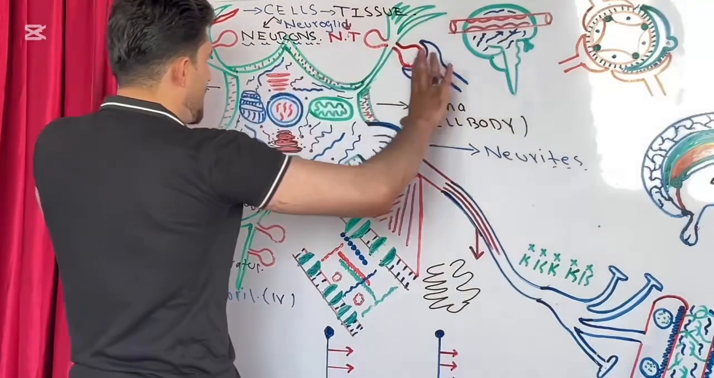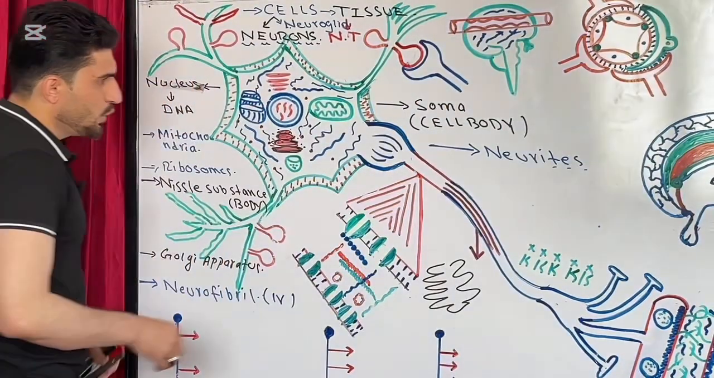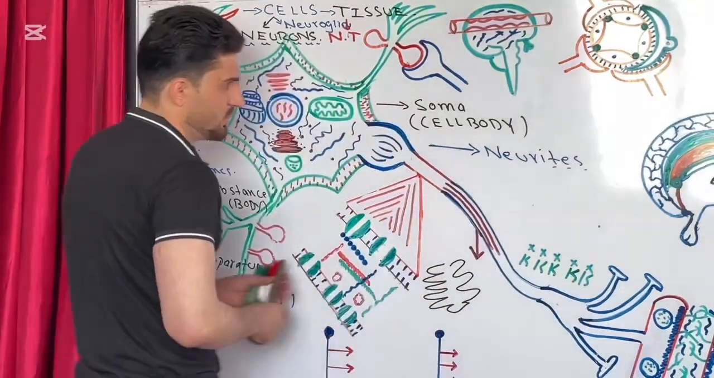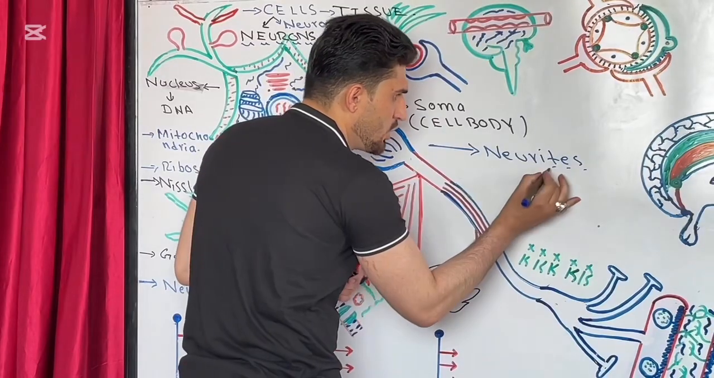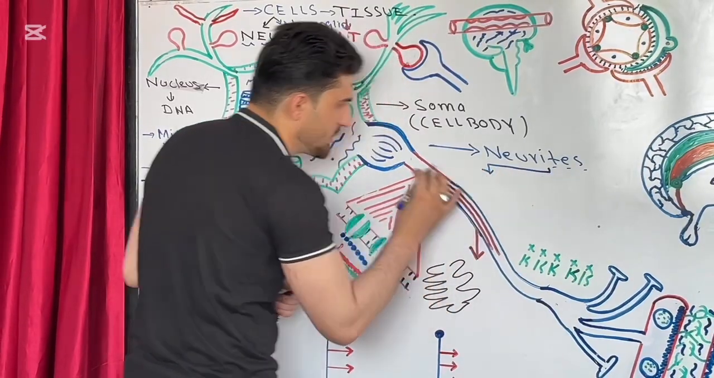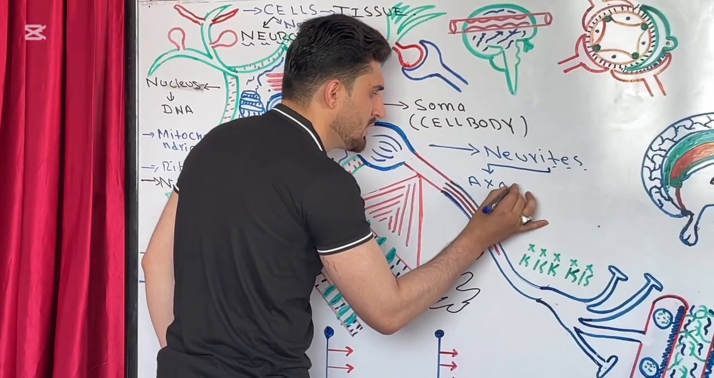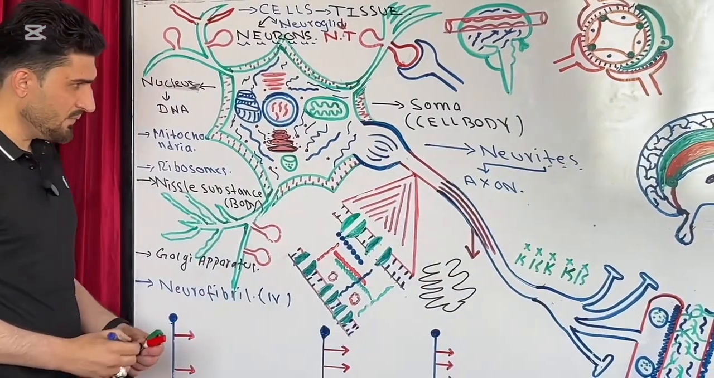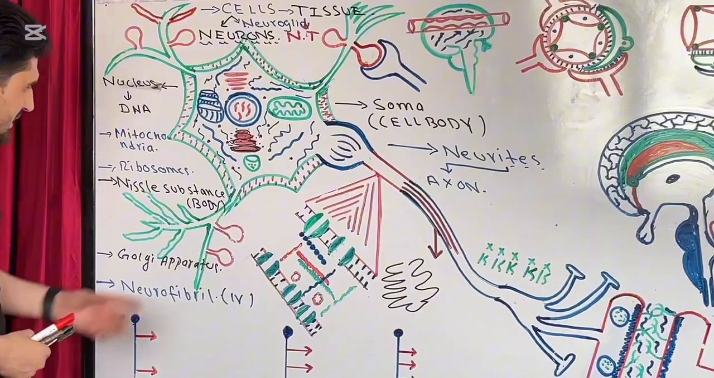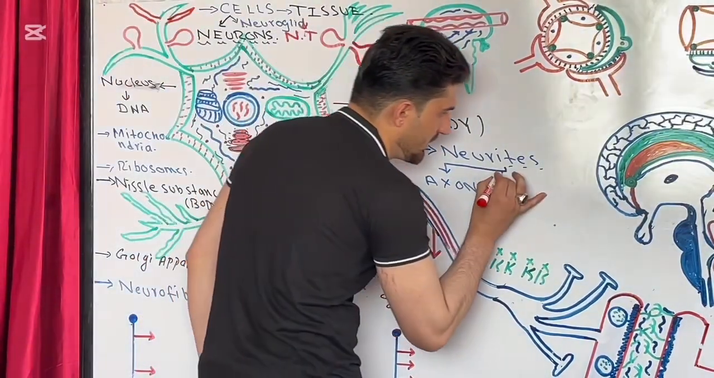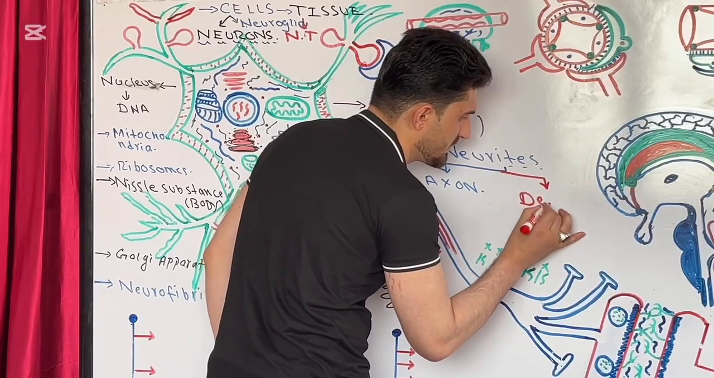Let me talk about these extensions. From a neuron we have a large extension. We have two types of neurites. One is this large extension, which is called the axon. And also we have some small extensions, and these types of neurites are called dendrites.